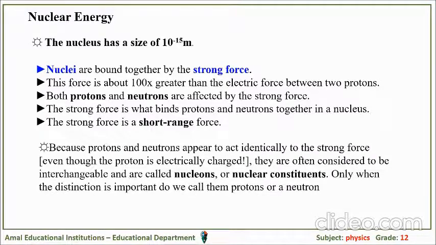Because protons and neutrons appear to act identically to the strong force, even though the proton is electrically charged, they are often considered to be interchangeable and are called nucleons or nuclear constituents. Only when the distinction is important do we call them protons and neutrons.